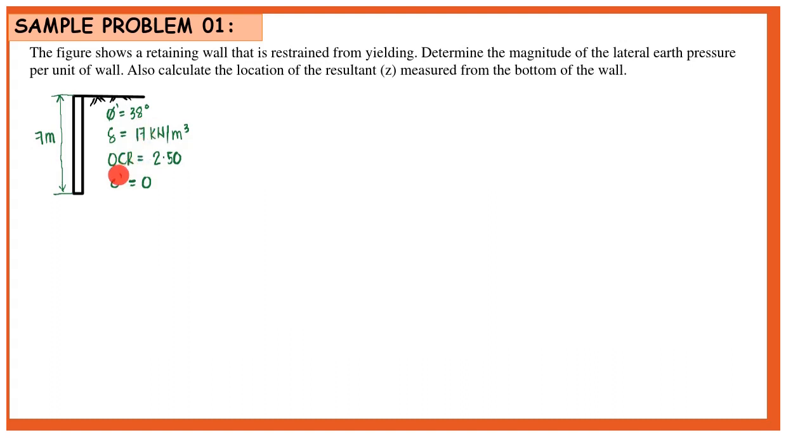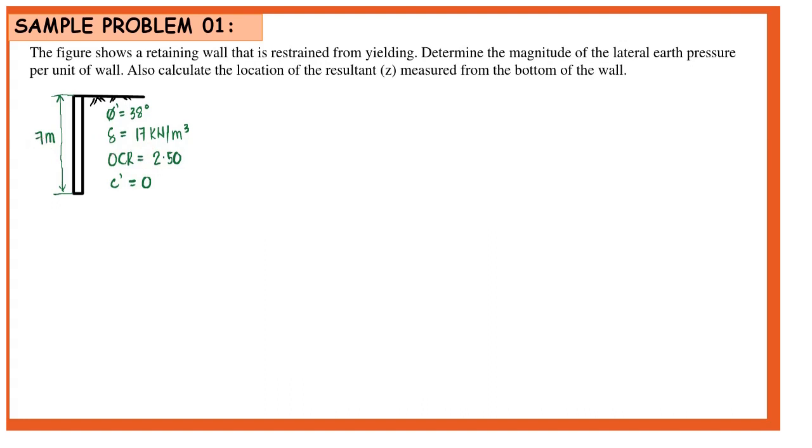We also have here the consolidation ratio, which is equal to 2.5. So in our problem, there's no given location of water table. So we assume that our unit weight of our backfill is in dry condition. So for us to determine our forces, it will be easier for us to calculate its corresponding values if we have to draw our pressure diagram.